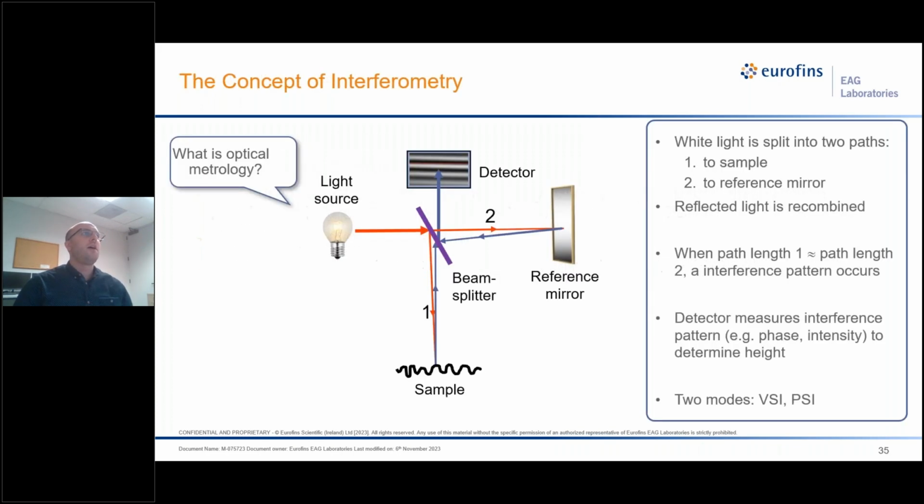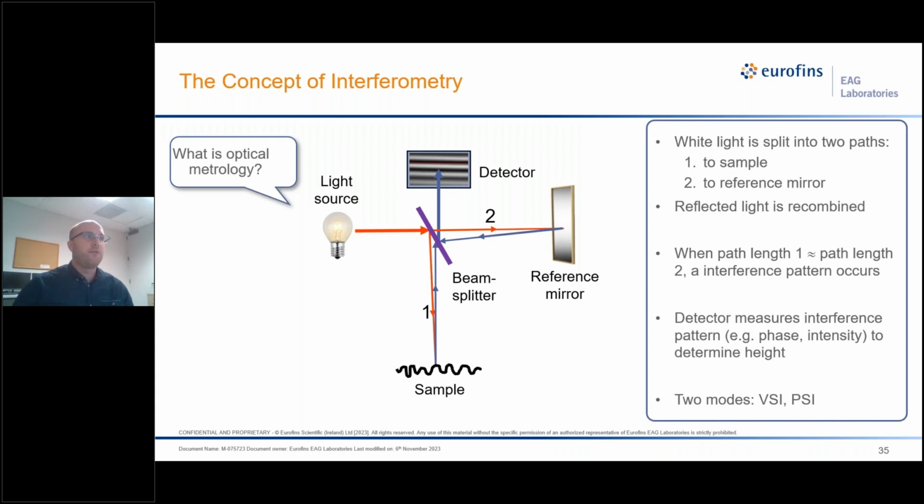So what is optical metrology? There's several different types. I'm just going to be covering optical profilometry in this one, but there's ellipsometry and other stuff. But the basic way an optical profiler works is you have a light source, which goes into a beam splitter. So you create two light paths, one of which goes to the sample and one to a reference mirror. They bounce off and come back, and then they reconverge and go to the detector. And when their path lengths are approximately similar, an interference pattern will occur, and it uses this to measure the intensity to determine the height.